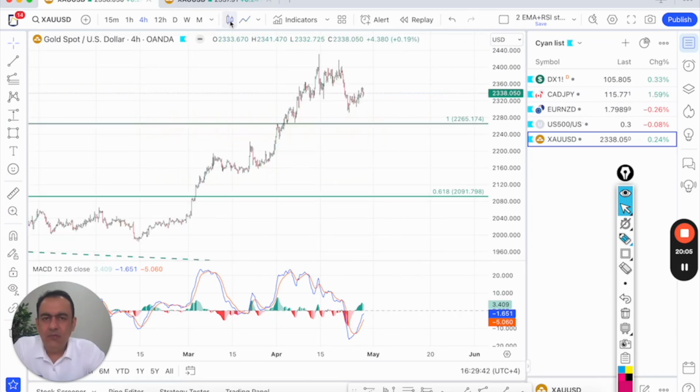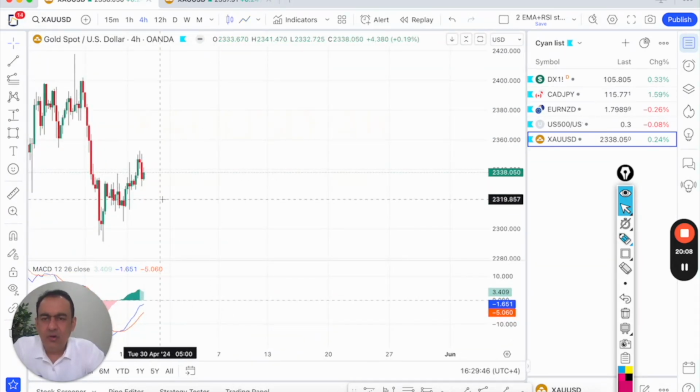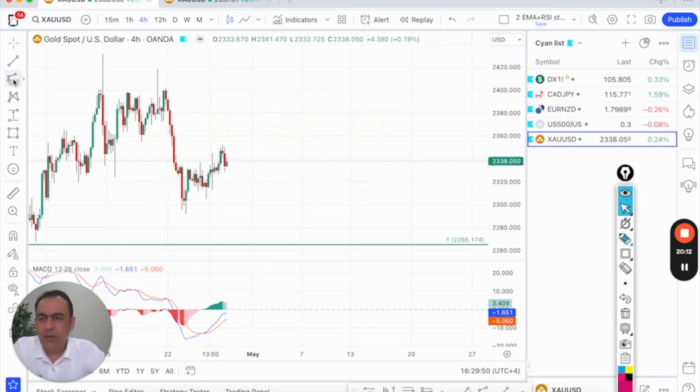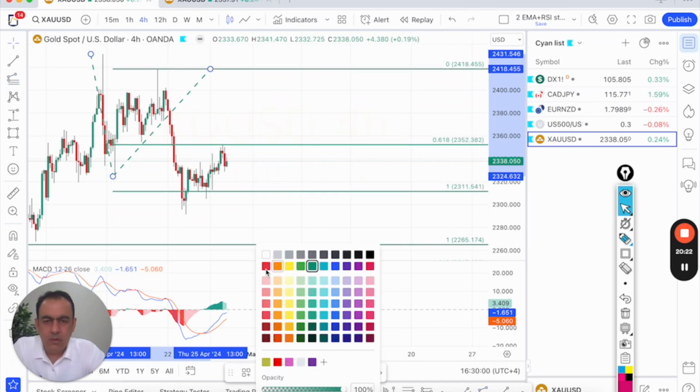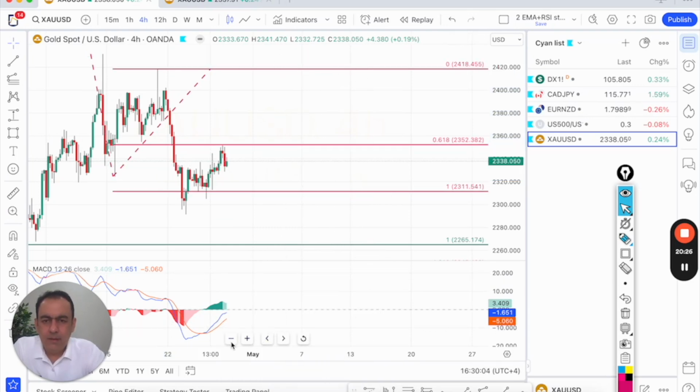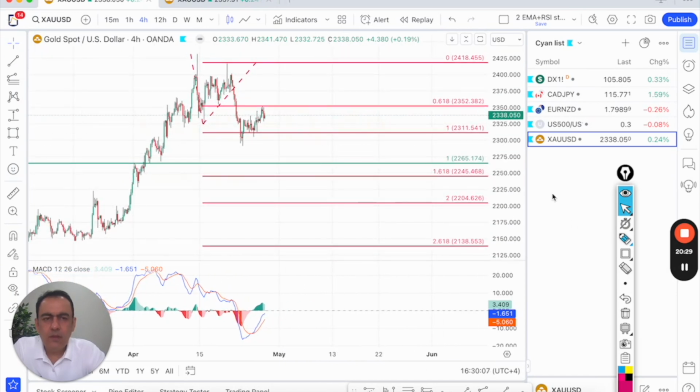So let's see if in the very short term we have an opportunity to sell. So I'm going to plot fib extension in the downward direction. I'm going to change the color to red, and if you notice, gold started correcting after this triple top, and it ran exactly towards fib extension 100% in the downward direction. So 2311, it went below, but it was a false breakout. It bounced back. Now it is facing resistance at 2352.